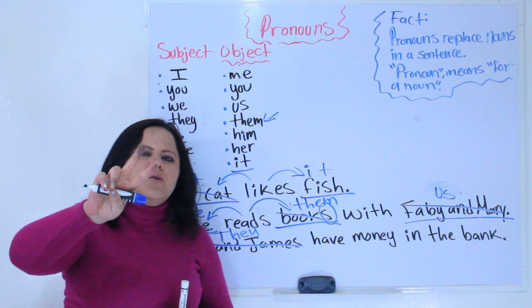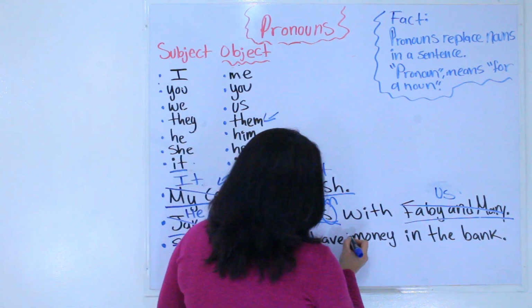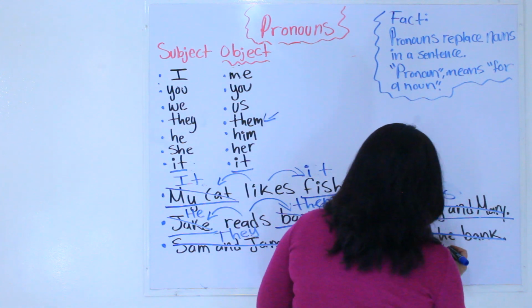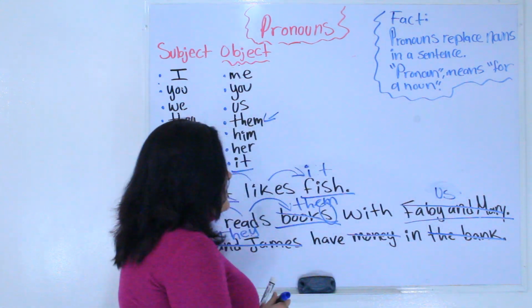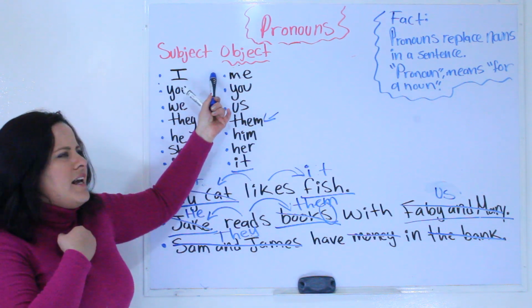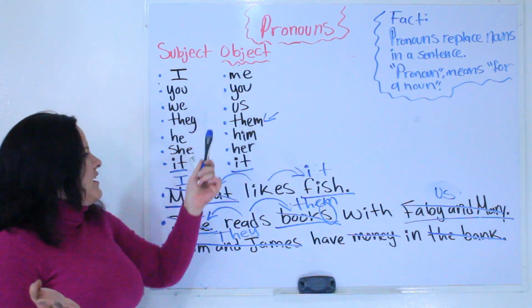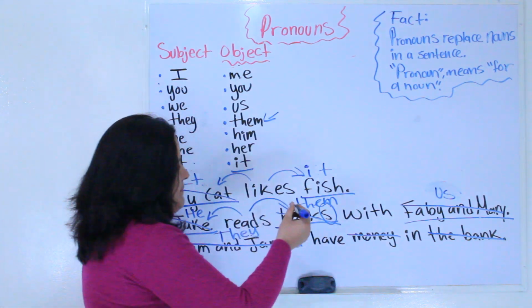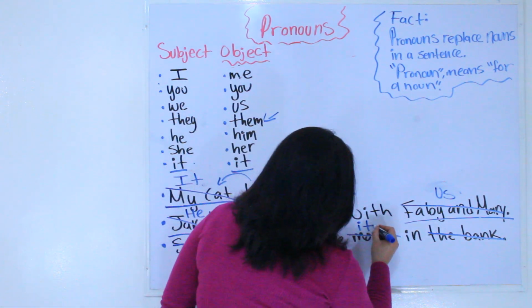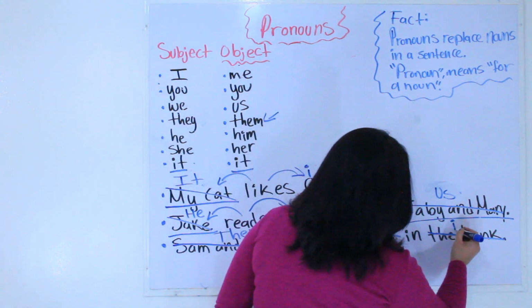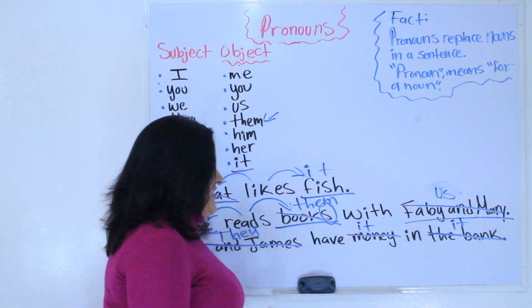Again, we have two objects. We have money, the direct object, and the bank, the indirect object. All right, so money. Money, object. Me? No, I'm not money. You're not money. It. It would be what we would use. They have it in it.